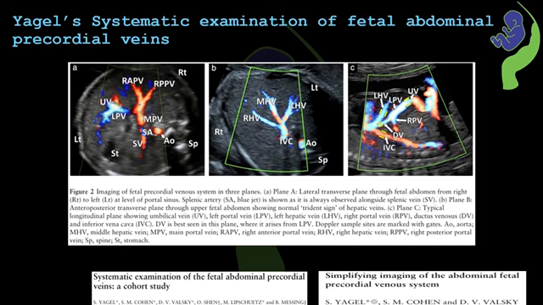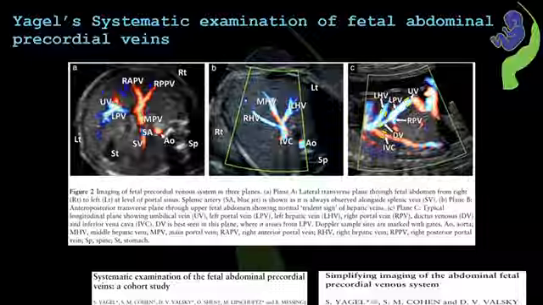Now moving on to Yagel's systematic planes. Plane A is the lateral transverse plane of the fetal abdomen, swept from right to left at the level of the portal sinus. In this view, the splenic artery and vein serve as consistent anatomical landmarks, especially the splenic vein. This plane allows visualization of the main portal vein and the left and right anterior and right posterior portal vein branches.